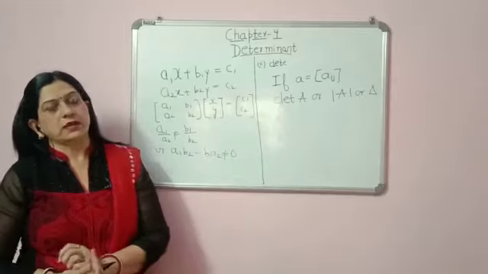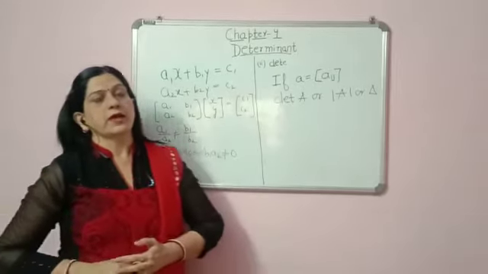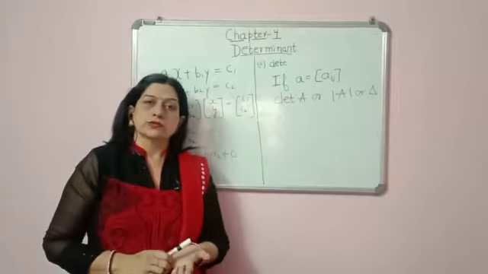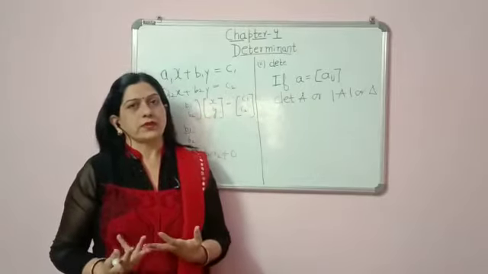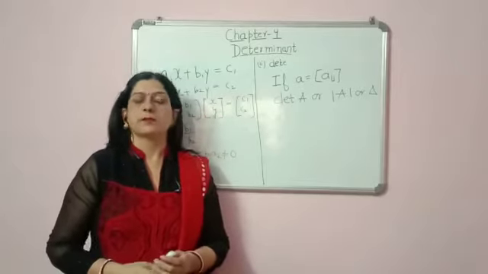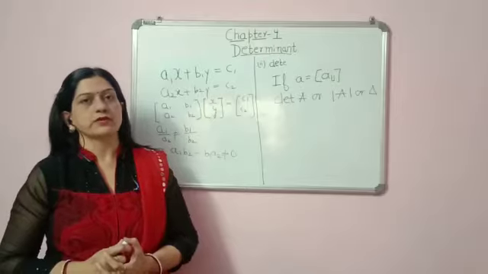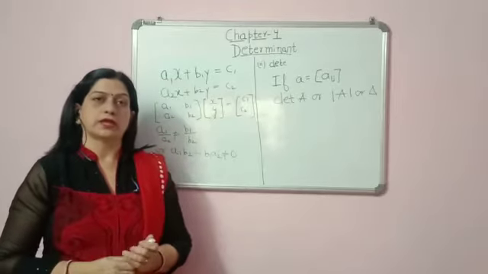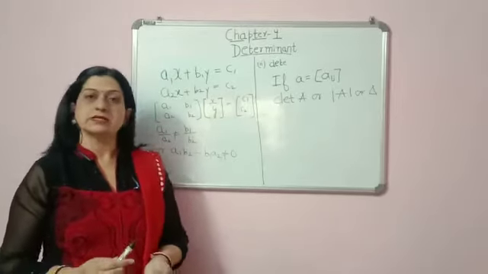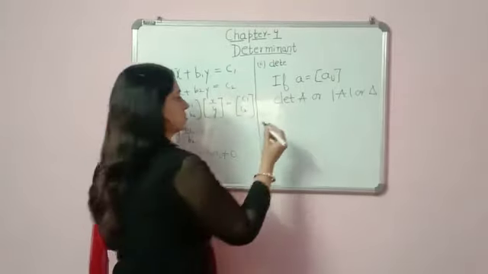Now let us see how to find the determinant of any matrix. You can have a 2 cross 2 square matrix, or a 3 cross 3 square matrix, or a matrix of order 4 and 5 and so on. But now we will see how to find the determinant of a matrix of order 2 and order 3. First of all, let us see how to find the determinant of a matrix of order 2.